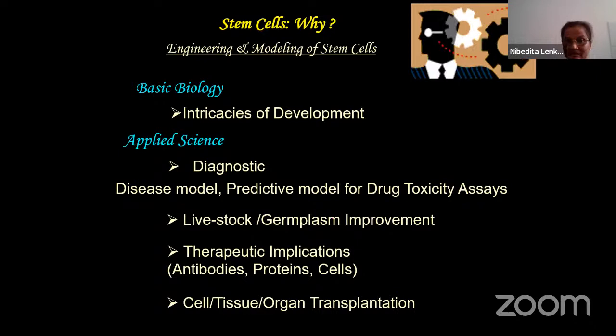Then we can understand what happens during any kind of disease process. So this is under basic biology; then in applied science, one can understand the diagnostic aspect. If you are developing a disease model, you will know how the disease progression is taking place. So you have the disease model and a predictive model for drug toxicity, as in the pharma industry, where you have implications. Even for livestock or germ plasm improvement in the veterinary field, and therapeutic implications in clinics, you can also have therapeutic proteins, antibodies, and cells developed for cell replacement. Cell, tissue, and organ transplantation can be done.